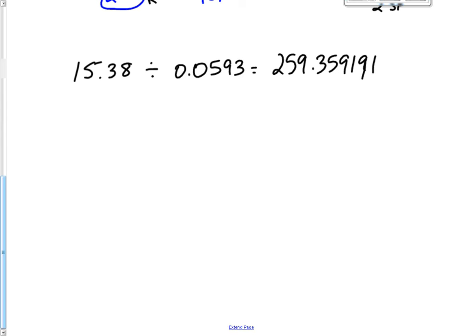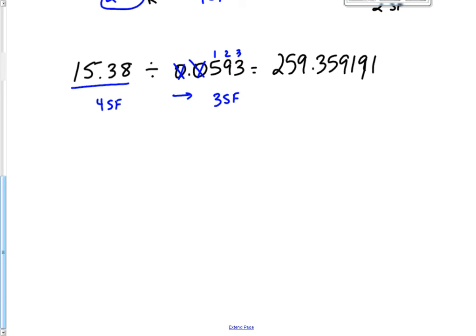I like to write as many decimal places as I can, just so I'm as accurate as possible. Okay, so we need to figure out how many significant figures we have. All right, the number on the left is pretty easy. They're all non-zeros. It doesn't matter where you start. Okay, you have 4 significant figures here. The number on the right, there is a decimal, so we're going to start on the left. We're going to work our way to the right, skip these first zeros, all right, and we're going to count 1, 2, 3. So we have 3 significant figures here.